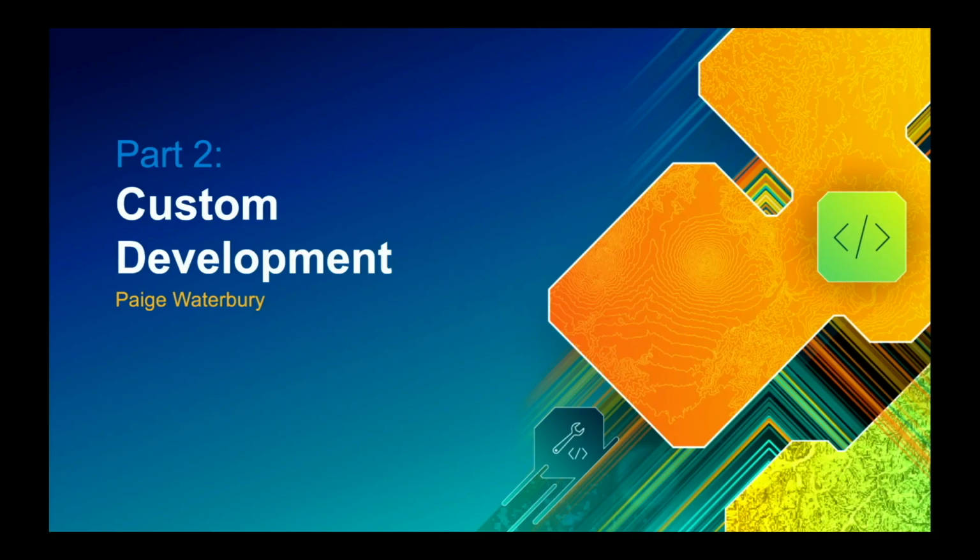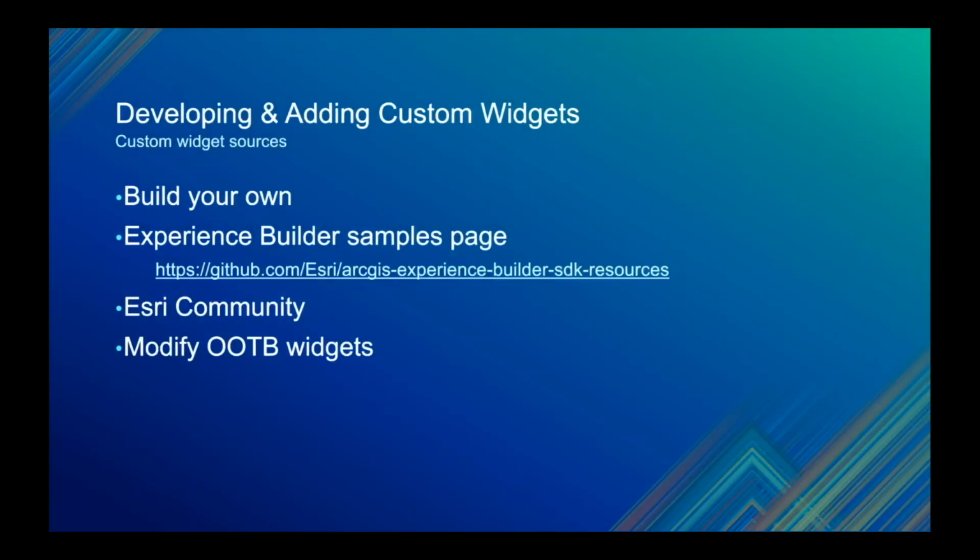Great. So yes, like Wei said, now we're going to talk more about the custom development piece. And as we just saw, Wei grabbed that custom widget from the Esri community. There are also other places we can look for custom widgets. Of course, we can always build our own. We can reference the Esri community. Esri also makes public a set of Experience Builder sample widgets on GitHub, or we can modify out-of-the-box widgets. And hopefully it goes without saying, but if you're pulling code from the internet, please review that. Make sure you're not introducing any security issues or unexpected bugs into your own organization.